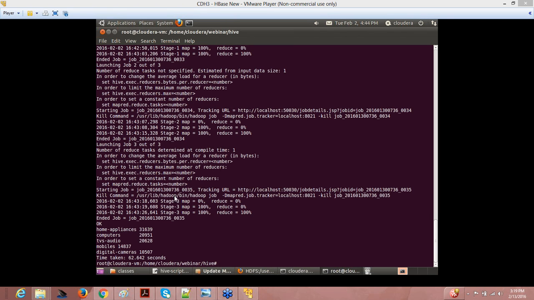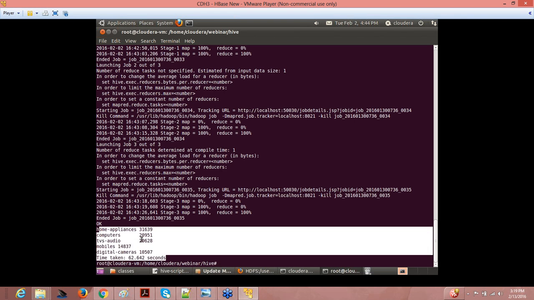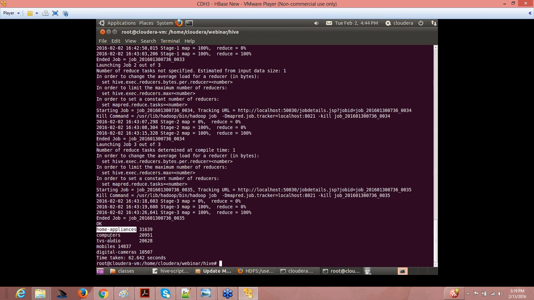So here you can see the result after the execution of the query. This is the top 5 products that users are looking at. Top 5 categories. So users are looking at home appliances, followed by computers, audios, mobiles. So what does this insight tell us? It tells us that users are interested in home appliances. So what the business can do is customize the landing page to show the products that are part of this category. So this is a simple analysis that we did using one of the tools in the Hadoop ecosystem, that is Hive.